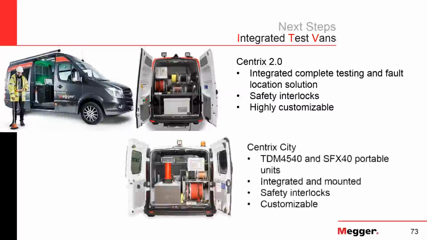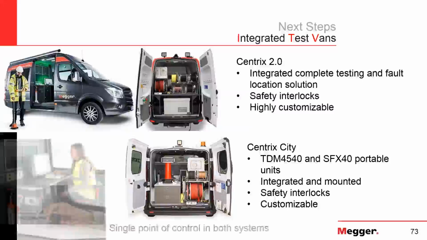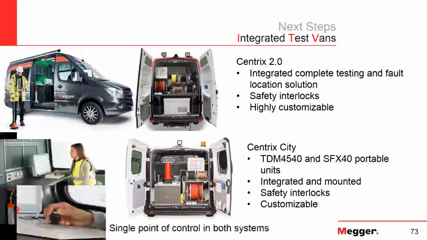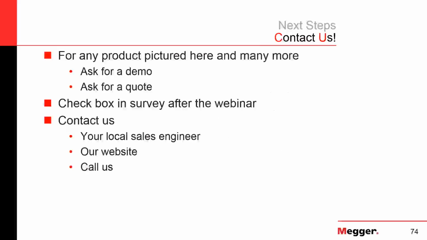And if that's not enough, we have our integrated test van systems, something like our Centrix 2.0 here, completely integrated, lots of safety interlocks, highly customizable. Something like our Centrix City here takes the TDM 45 and the SFX 40 from the previous slide, puts them together in a van, adds some safety interlocks, and integrates everything together. Both of these systems come back to a single point of control, just like shown here. One joystick controls the entire unit.